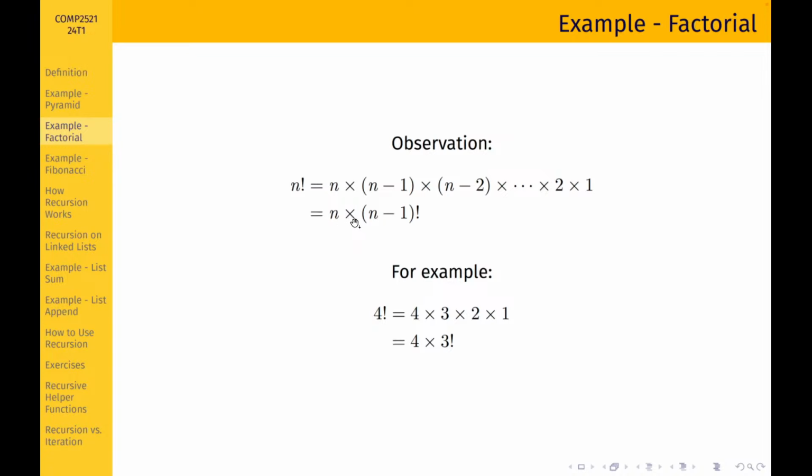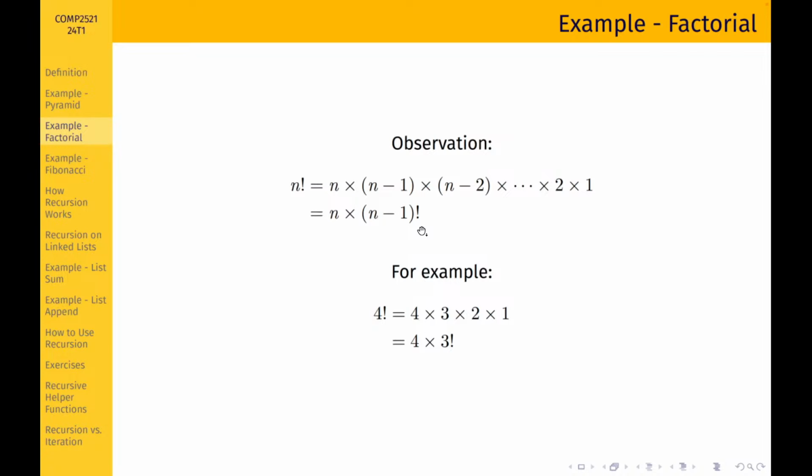But we notice that n-1 times n-2 times blah, blah, blah, all the way down to 1, well, that's just n-1 factorial, right? So n factorial is actually equal to n times n-1 factorial. So here's where the recursion comes in. We're solving a problem via solving a smaller version of the same problem. Our original problem is n factorial. The simpler or smaller problem is n minus 1 factorial.